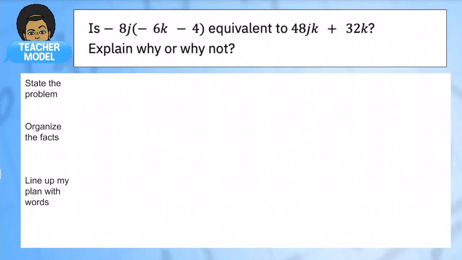So is negative 8j times the quantity negative 6k minus 4, close parentheses, equivalent to 48jk plus 32k? Explain why or why not. So same thing, do they have the same value?